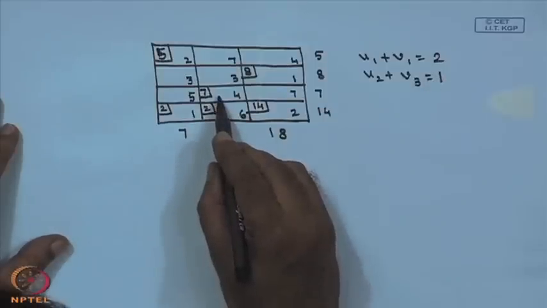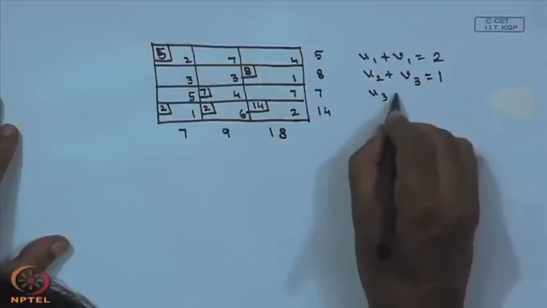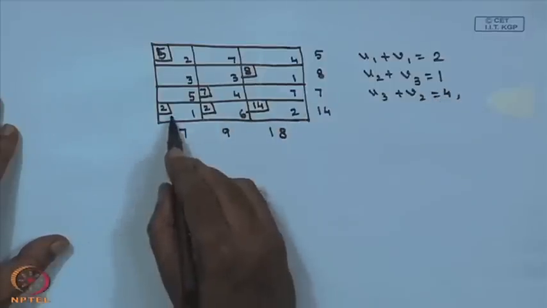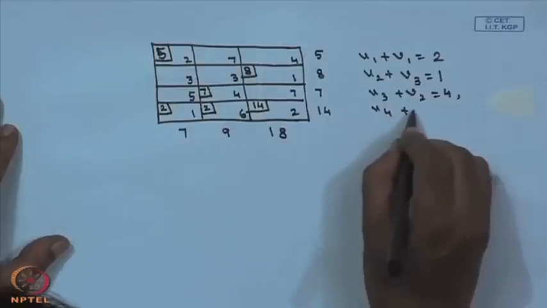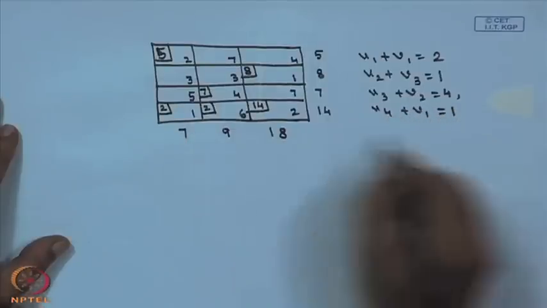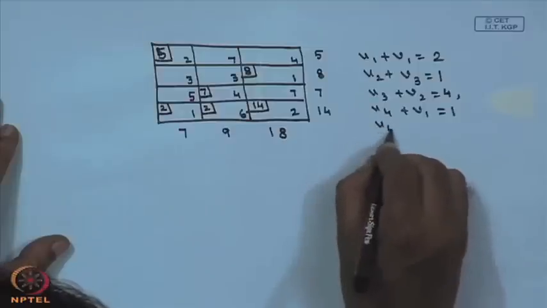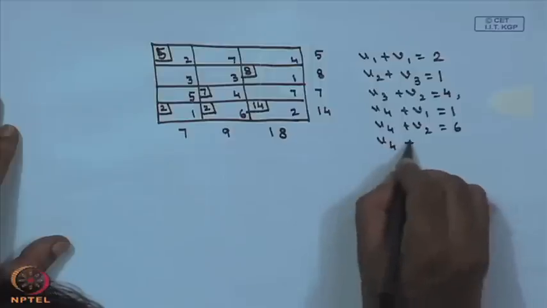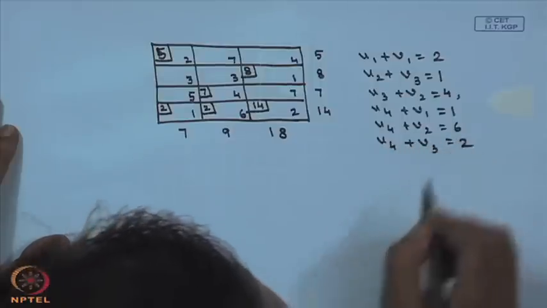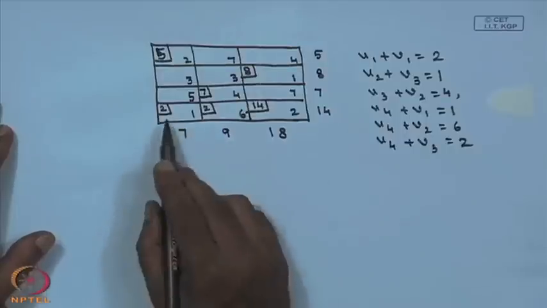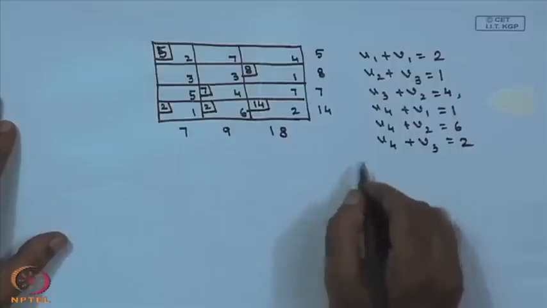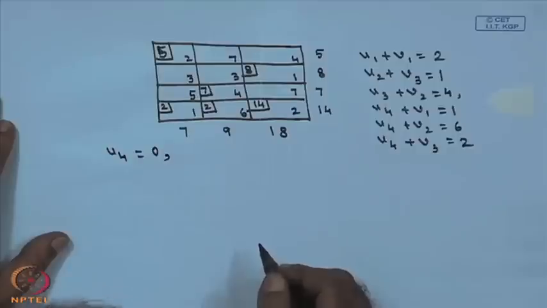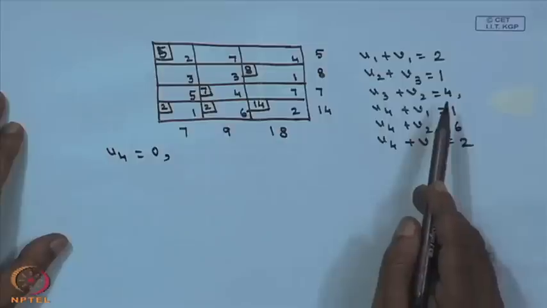Then the cell 3 2 is occupied, that means U3 plus V2 equals the cost, which is 4. Then 4 1, so U4 plus V1 equals the cost, which is 1. Next one is U4 plus V2 equals 6, and the last one is U4 plus V3 equals 2. So, row 4 has the maximum number of occupied cells, so you can set U4 equals 0.